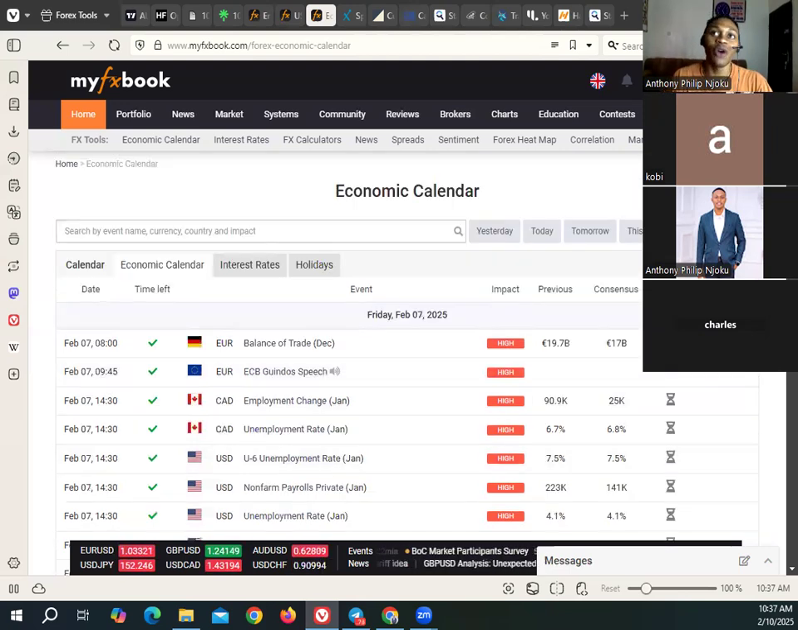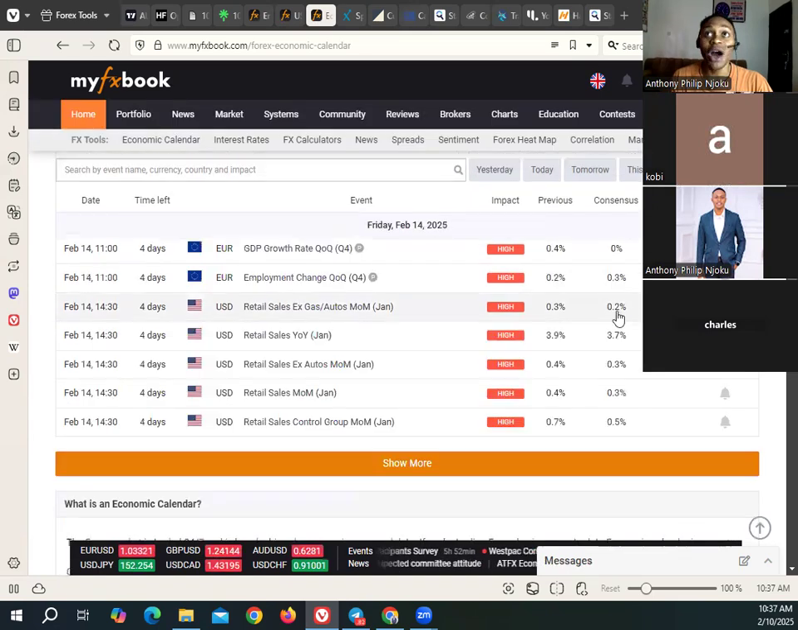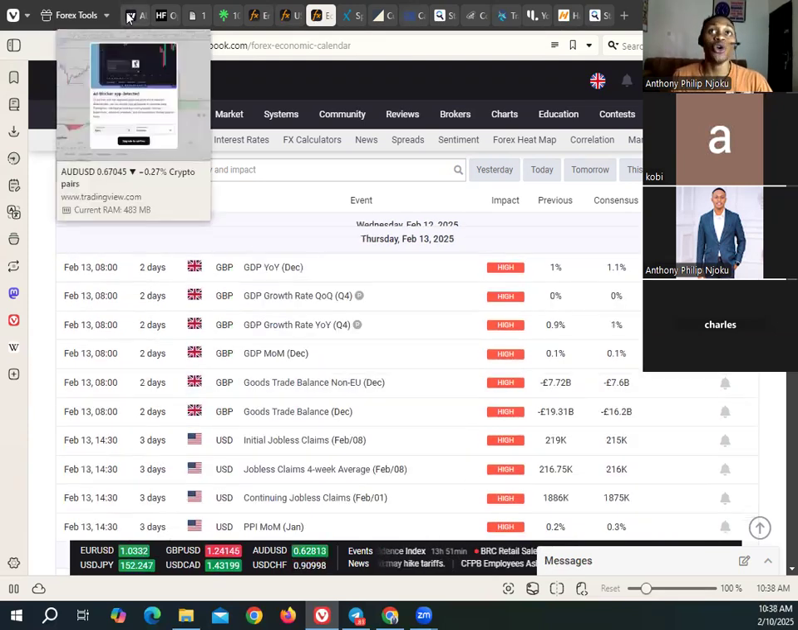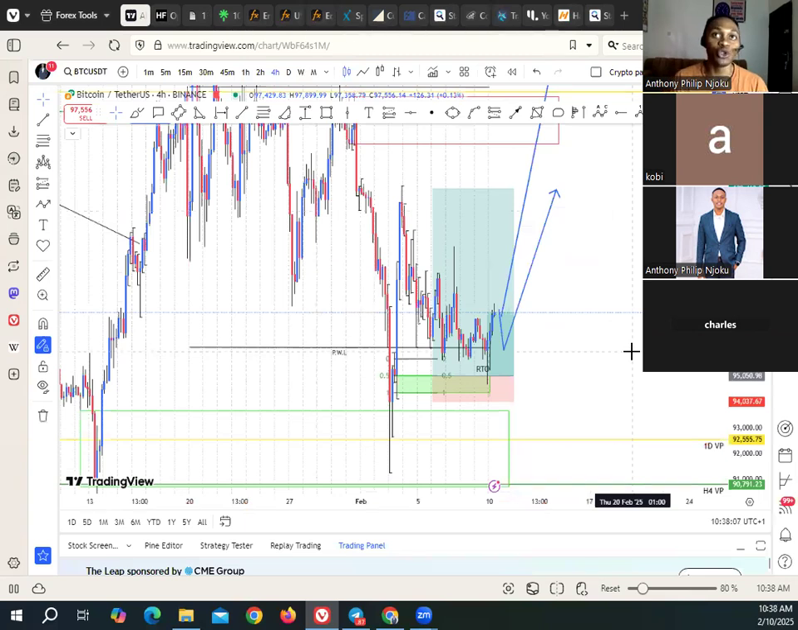Simple. If we see a figure higher than 0.2 over here, it is good for the dollar. A lower is bad. If you see a figure higher than 3.7, it is good for the dollar. A lower is bad. The same applies for the remaining three. So that's how we analyze the fundamental analysis, and then we come to the charts, knowing fully well what we expect the news to do, and then we'll be able to use that to trade the financial market.